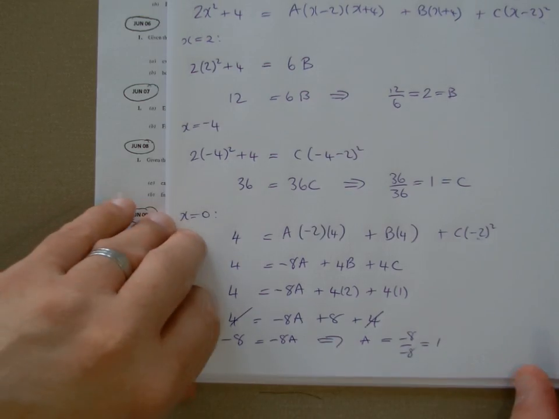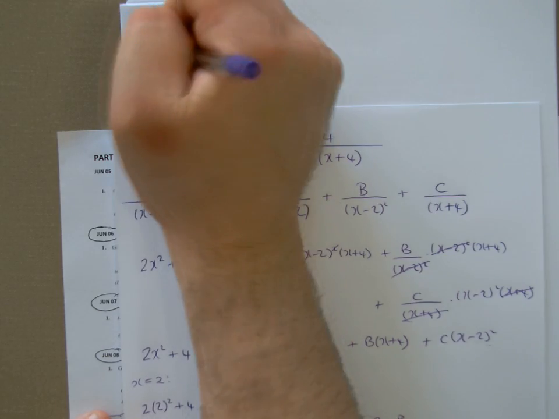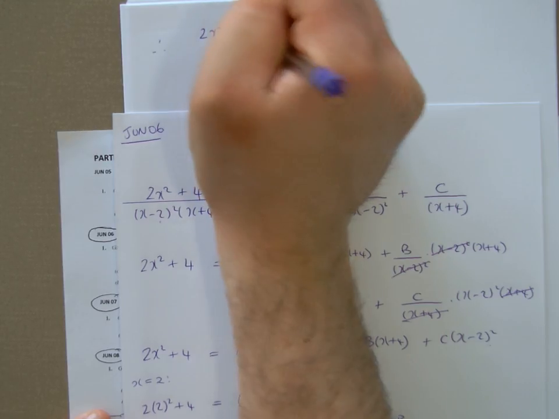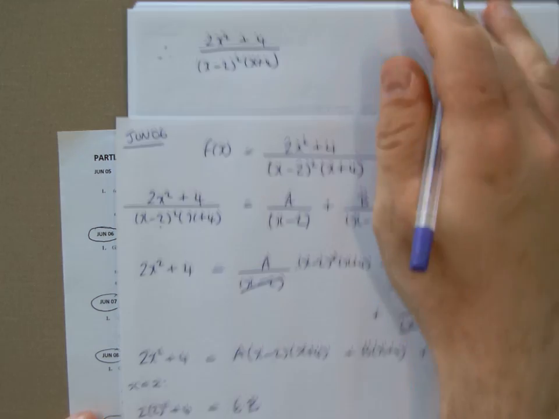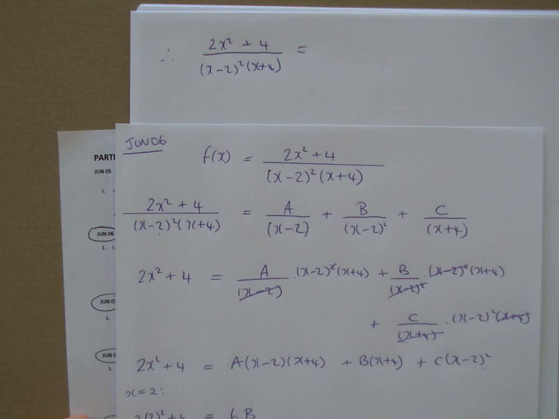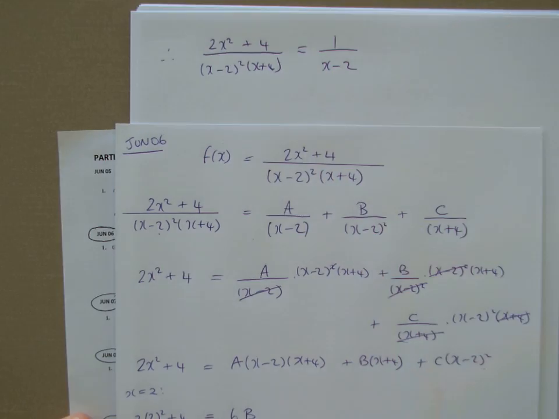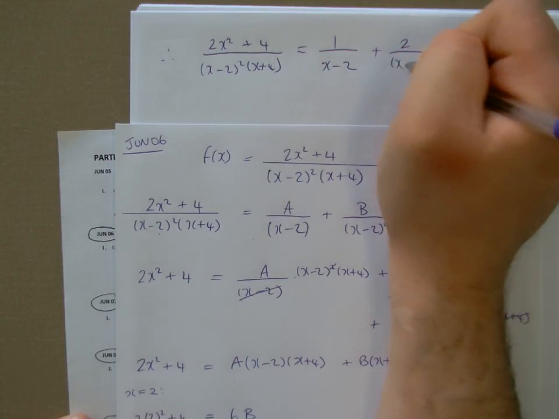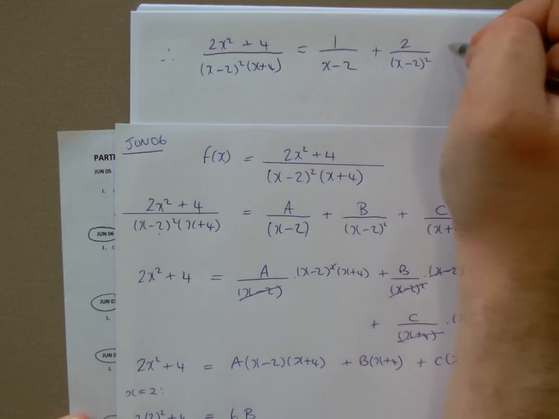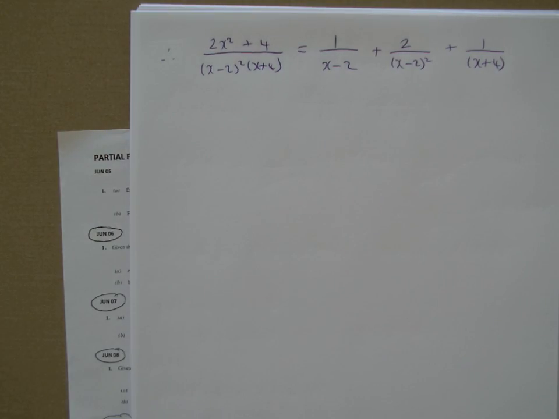So I now know what my A, B, C is, so I do my final conclusion. I say therefore 2x squared plus 4 all over x minus 2 all squared times x plus 4 will equal, well, A was equal to 1, so it'll be 1 over x minus 2. B is equal to 2. And then C is equal to 1. So I've got that as my final answer. Now that's your part A.